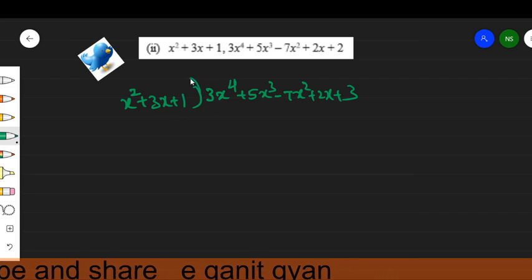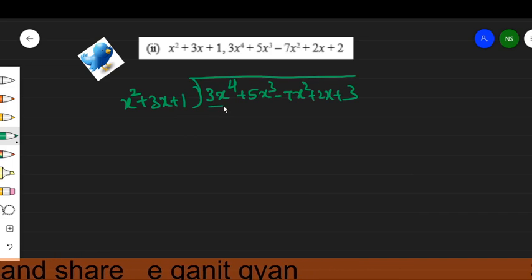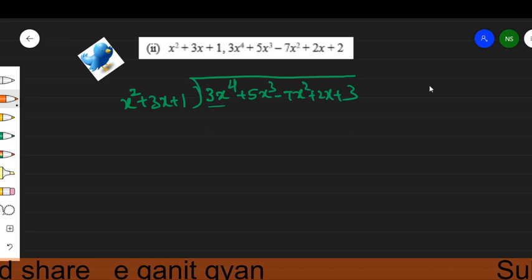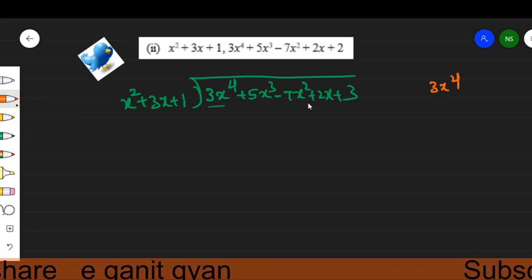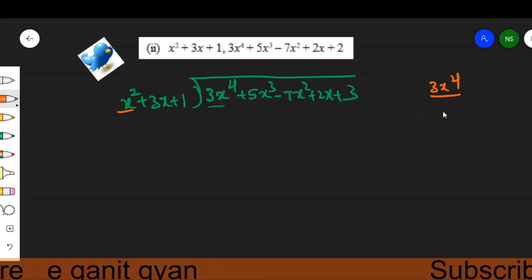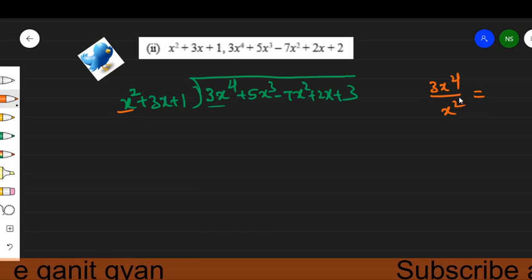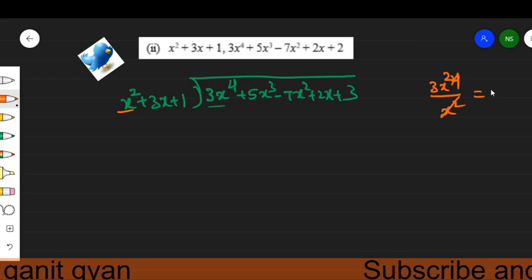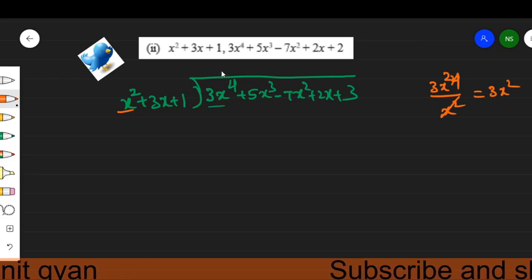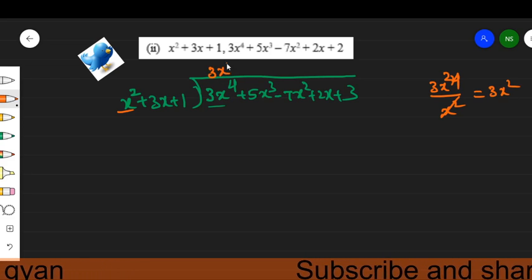How can we divide? Same process. Take the first term 3x power 4, and here also the first term divided by x square. Cancel these two things, we will get 3x square. Write this 3x square here.